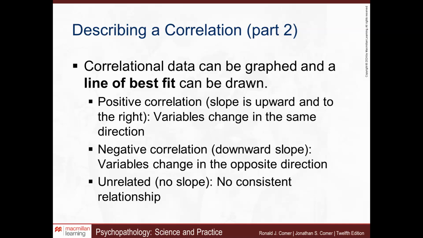So correlational data can be graphed, and what is called a line of best fit can be drawn. A positive correlation, the slope is upward, as we saw on the slide right before this, so variables change in the same direction. A negative correlation, there might be a downward slope and variables change in the opposite direction. So one increases, the other decreases.